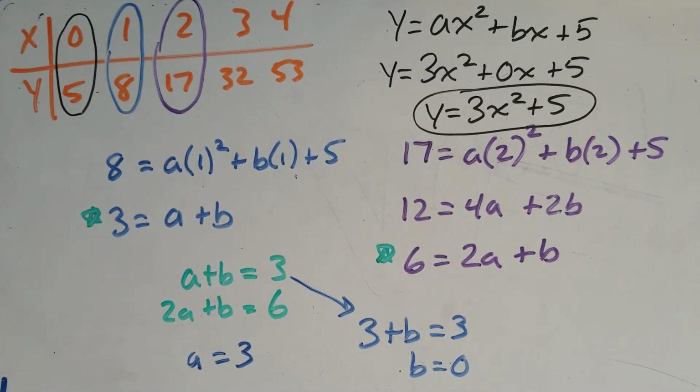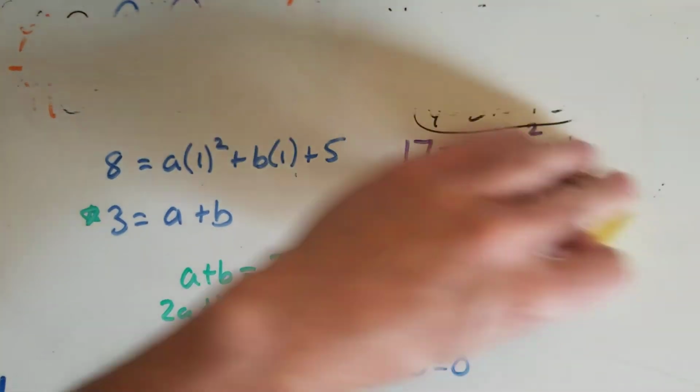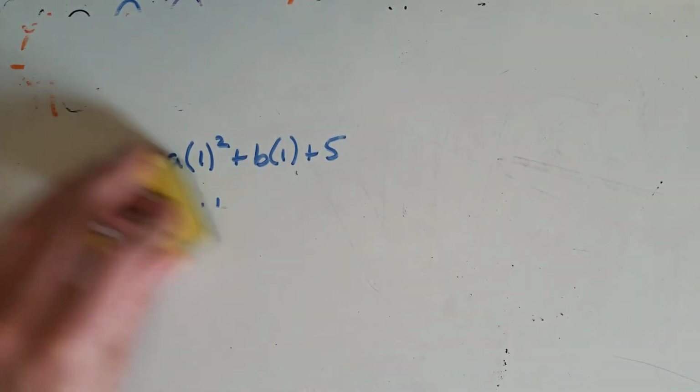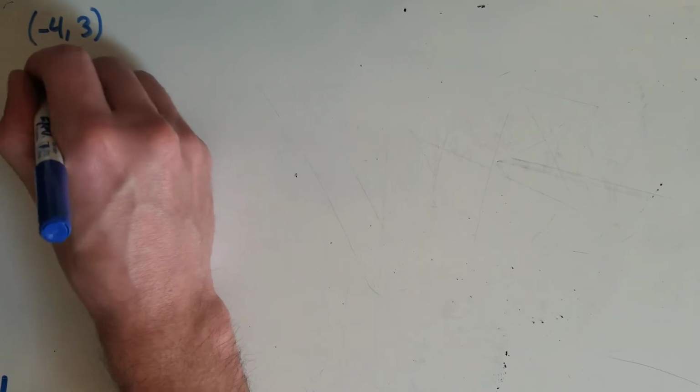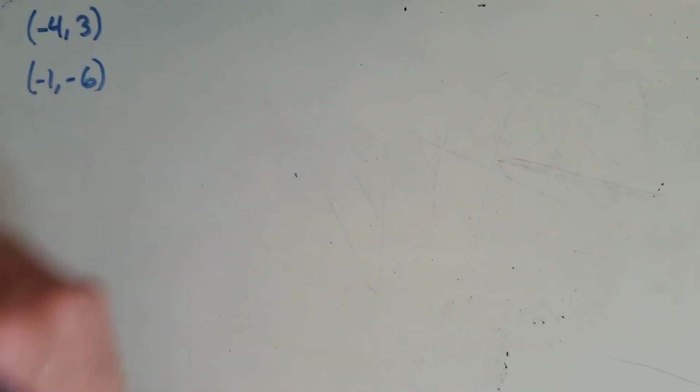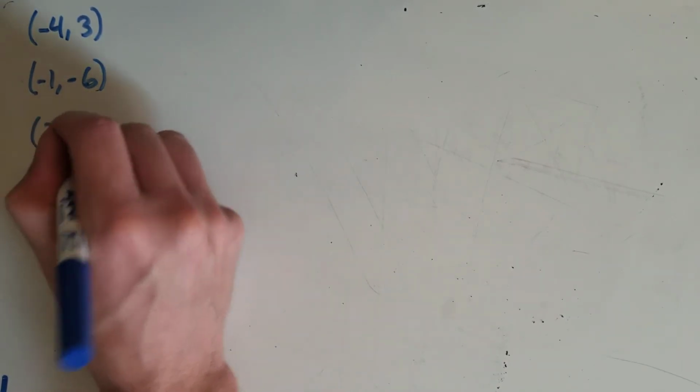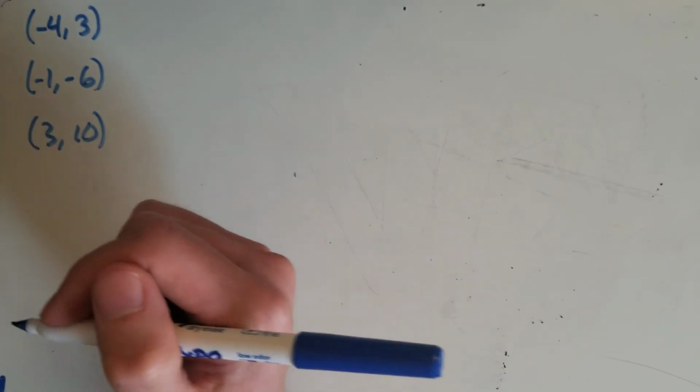We're going to do one more, and then you can try some of these on your own. Our next one's going to be a little more involved, and we're going to see why. So for our next one, we want to write the equation of a parabola that goes through these points: -4, 3; -1, -6; and 3, 10.